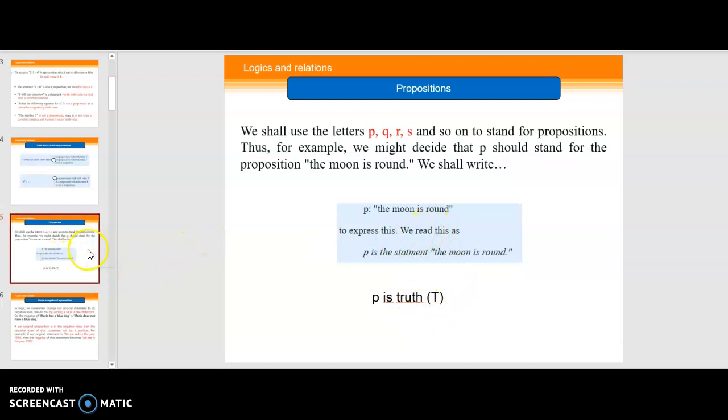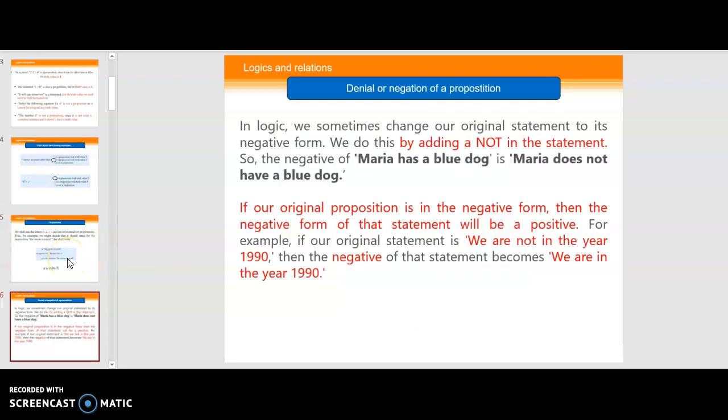Let's go on to the next one. Here we have the definition of denial or negation of a proposition. In logic, we sometimes change our original statement to its negative form. We do this by adding a not in the statement. So the negative of the sentence, Maria has a blue dog, is Maria doesn't have a blue dog. This is the denial, just by adding a not to the statement. We will see later how we can do it with a symbol.